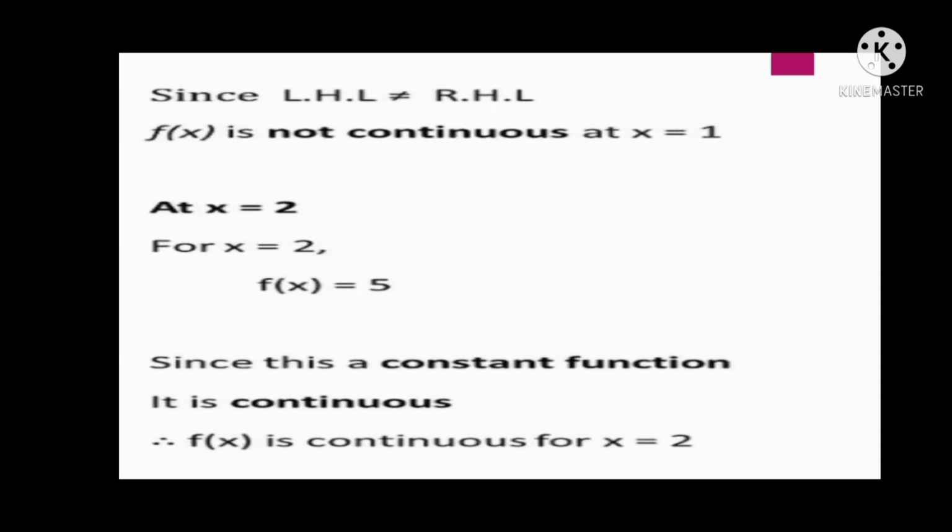Since LHL is not equal to RHL, f of x is not continuous at x is equal to 1. At x is equal to 2, f of x is equal to 5. Since this is a constant function, it is also continuous. Therefore, f of x is continuous at x is equal to 2.